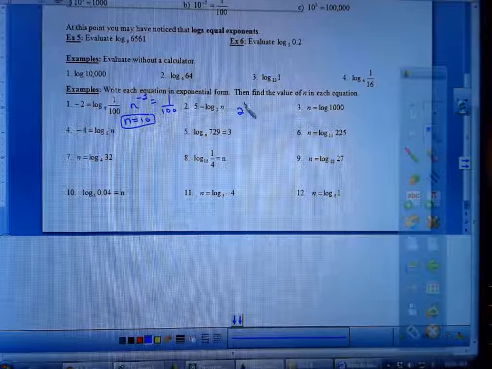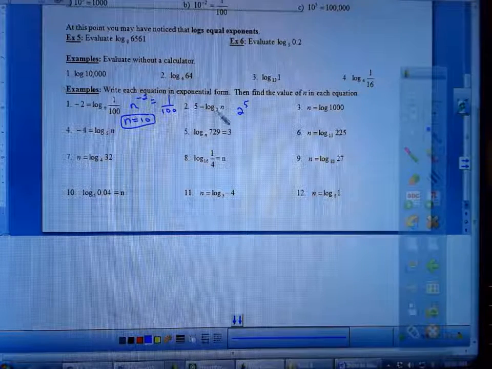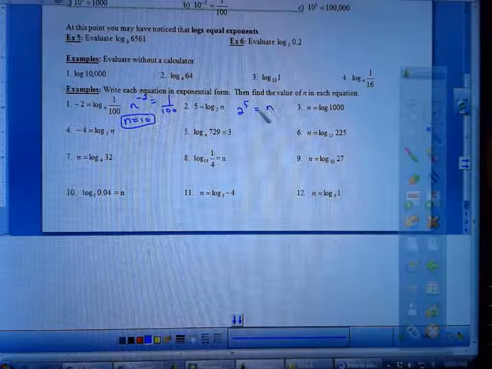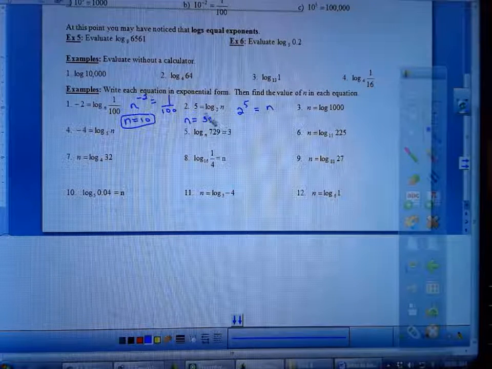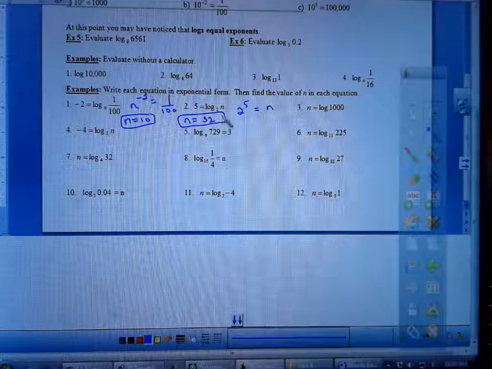Now, this is 2 to the 5th is equal to n. So see how this is a different setup? But 2 is my base to the 5th power. So remember that the result of the log is the power, and that will equal n. So n is going to be what here? 32, right? Is everybody good with that? So there, the unknown was actually the result of the exponential. So 2 to the 5th is n. That just means n is 32.